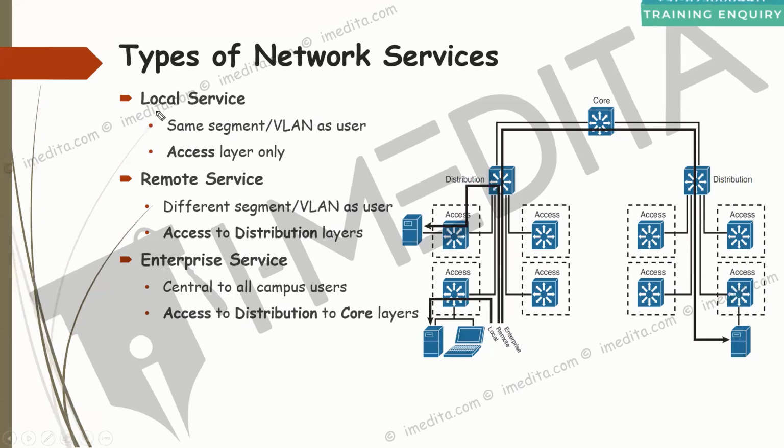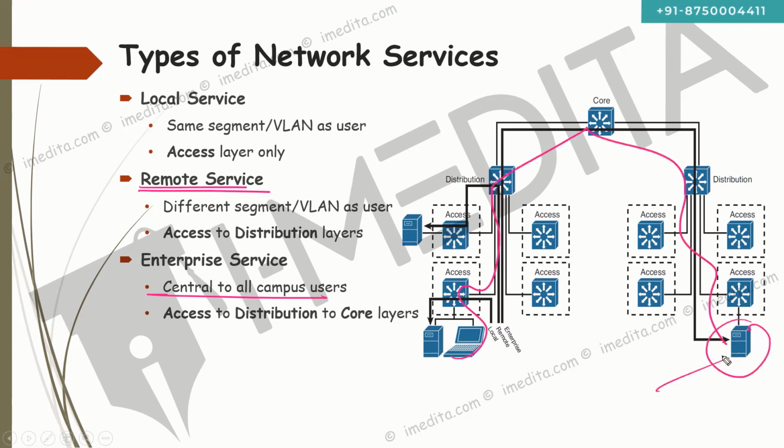So the service that resides on the same subnet or VLAN as the user is called local service. The service that lives on a different segment or VLAN than the user is called remote service. And if the service is central to all the campus users, if you want to access that service, you have to send the traffic all the way from the access to the distribution to the core, and then you will be able to reach that service. That is going to be referred to as the enterprise service.